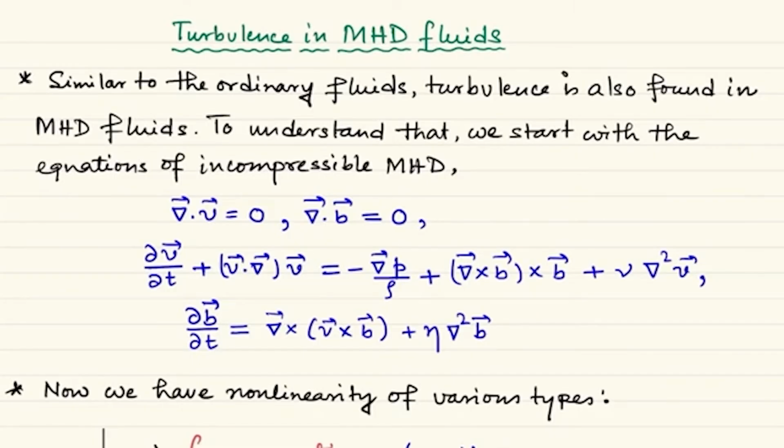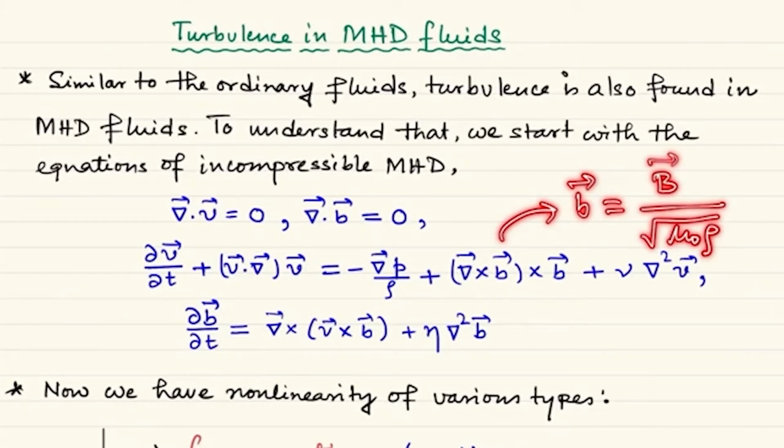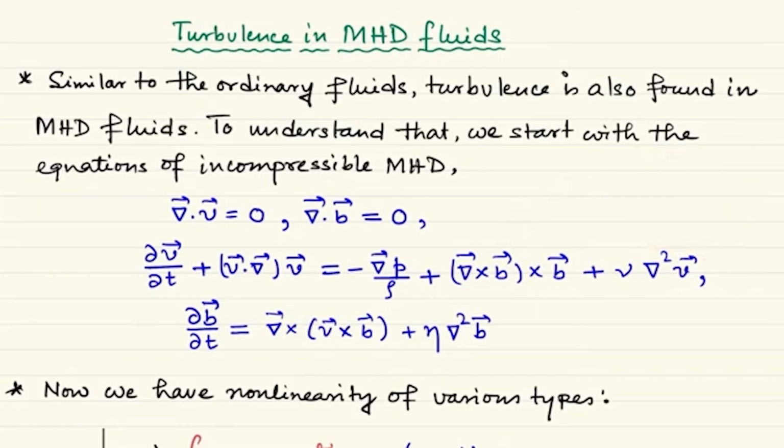Now, to start with the incompressible MHD equations: divergence of V and divergence of B both vanish, and the momentum evolution equation becomes ∂V/∂t plus V·∇V equals minus gradient of P by rho plus (curl of b) cross b plus nu times Laplacian V. If you remember, small b is nothing but the magnetic field normalized to a velocity, given by b equals the magnetic field B divided by root over mu 0 rho, where rho is the constant density of the incompressible fluid.